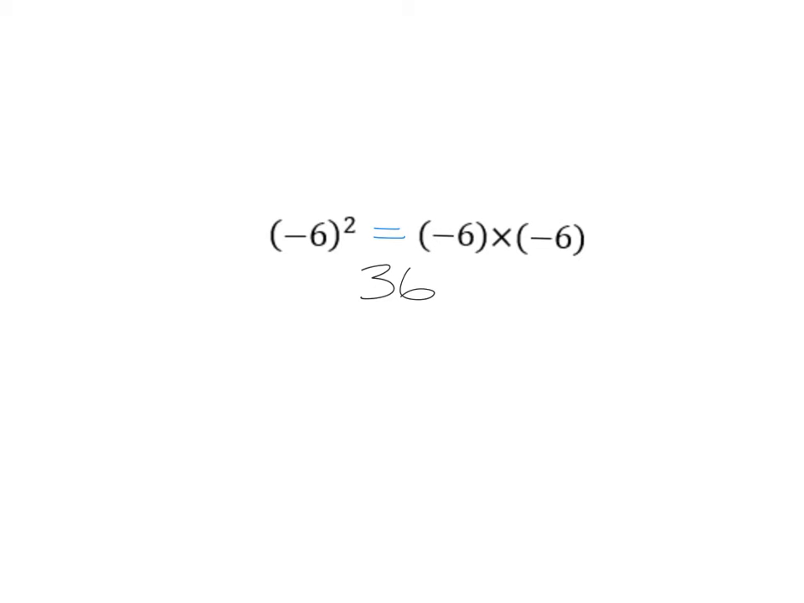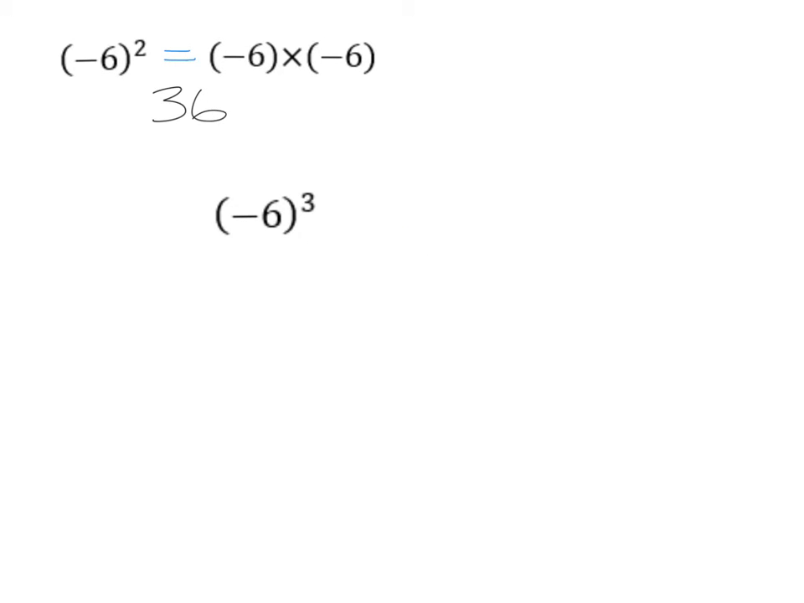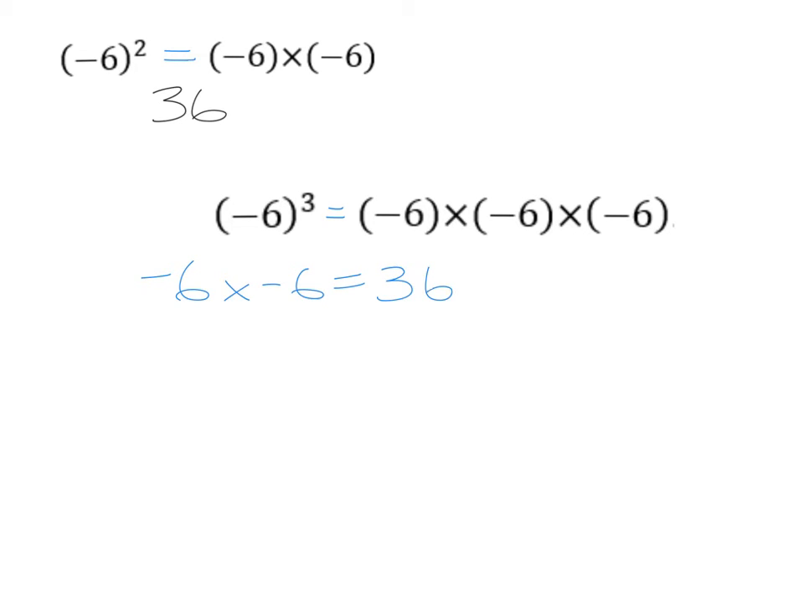But what if we were given the power negative 6 to the power of 3? Negative 6 to the power of 3 means negative 6 times negative 6 times negative 6. If we break this down, we see that negative 6 times negative 6 equals 36. But if I then want to take that 36 and multiply it by another negative 6, rather than getting a positive, I will get negative 216. Because a negative, like this negative 6, times this positive 36 will give us a negative number.